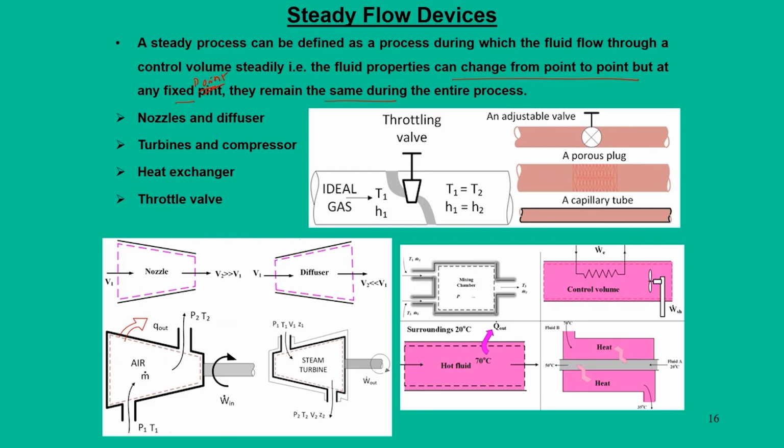In the steady flow device category, we have nozzles and diffusers, turbines and compressors, heat exchangers, and throttle valves. So, what does a nozzle do? A nozzle expands the fluid, that is, velocity increases at the expense of pressure, and a diffuser does exactly the opposite. Then we have turbines and compressors. In the turbine the gas expands, and in the compressor the gas is compressed. So, for a compressor we require work input, but a turbine produces power. Then we have the heat exchanger.